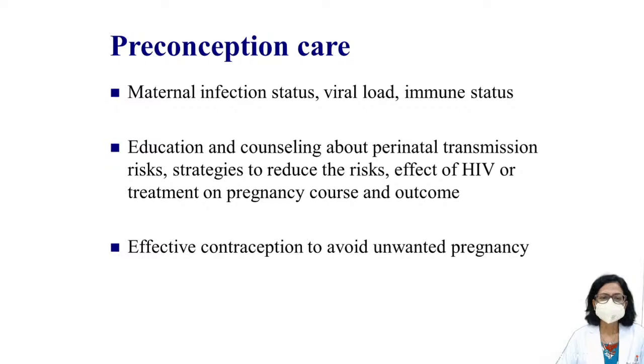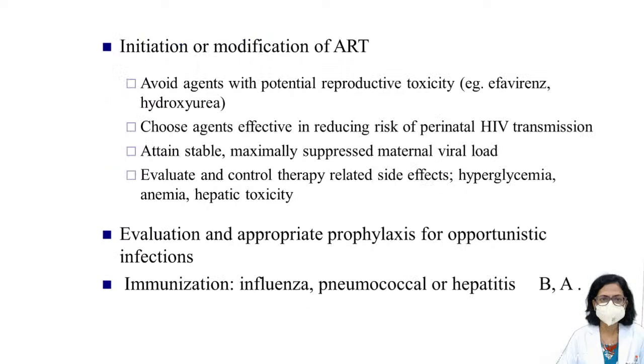Again, it is important to look at the mother's infection status, her viral load, and immune status, to prognosticate about her illness, to see if she needs to be started on ART. Education and counseling about the risk of transmission to the fetus, the strategies to reduce the risk, and the effect of HIV treatment and pregnancy course and outcomes should be discussed. And if the woman is not planning pregnancy or wants to defer, then contraception. If she is on ART, then she can avoid drugs which have reproductive toxicity, choose safer drugs, and choose drugs which have been shown to reduce perinatal HIV transmission.